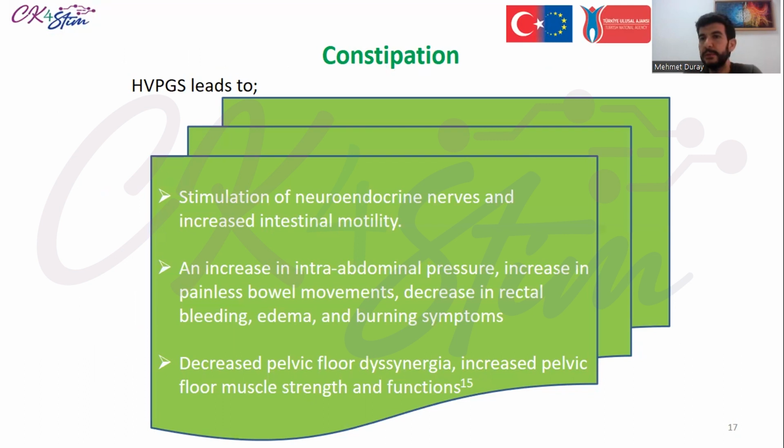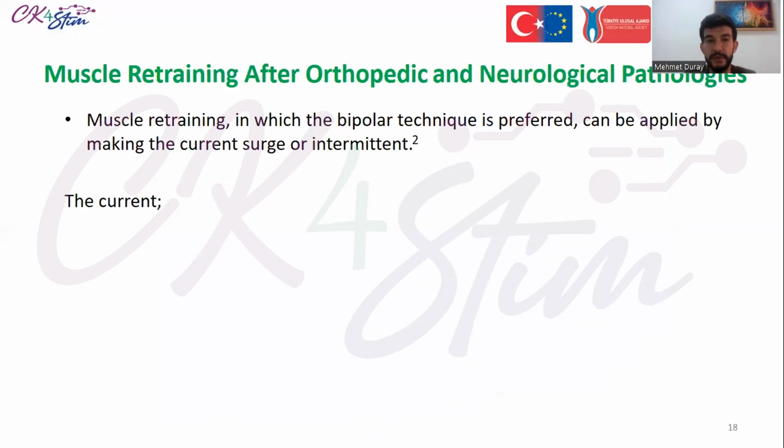In constipation, high voltage pulse galvanic stimulation leads to stimulation of neuroendocrine nerves and increased intestinal motility. After stimulation, there is an increase in intra-abdominal pressure, an increase in painless bowel movements, and a decrease in rectal bleeding, edema, and burning symptoms. And it leads to decreased pelvic floor dyssynergia and increased pelvic floor muscle strength and function.